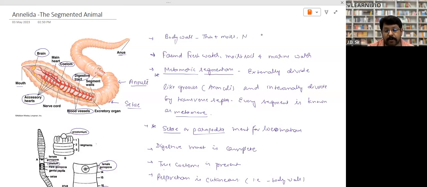non-cellular cuticle. Non-cellular means which is not made up of cells. So this layer is called cuticle.